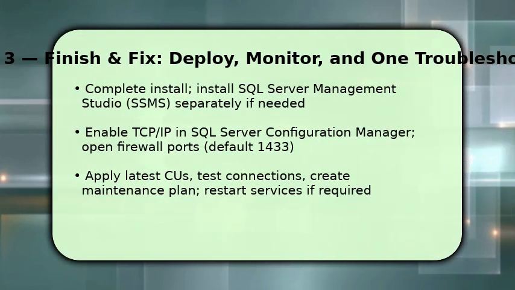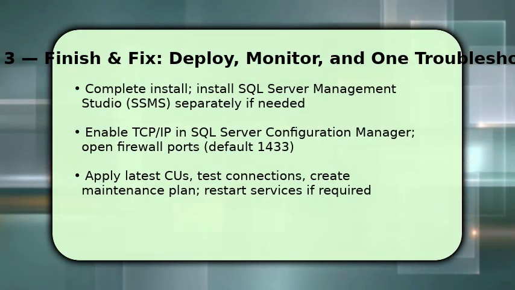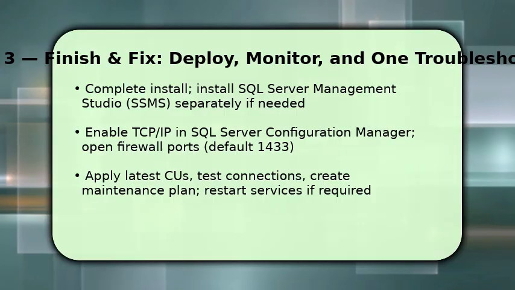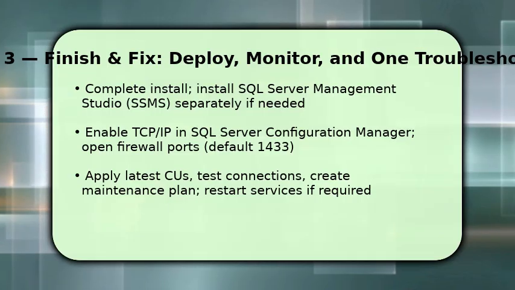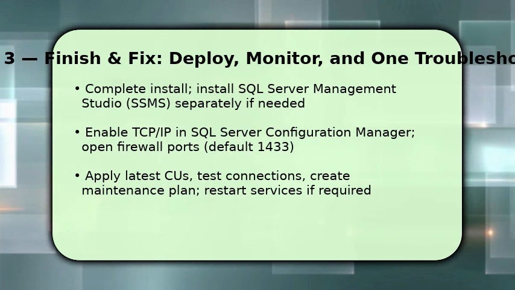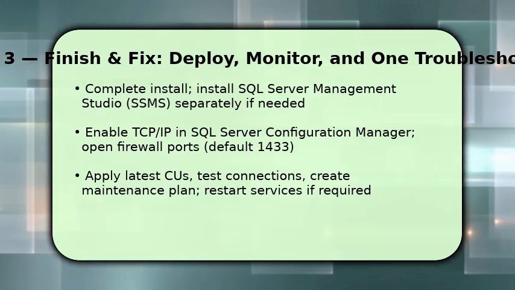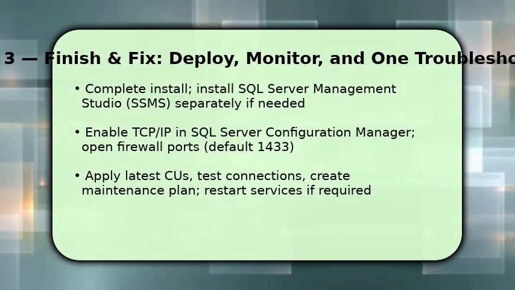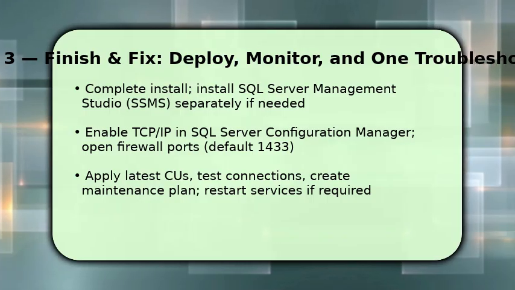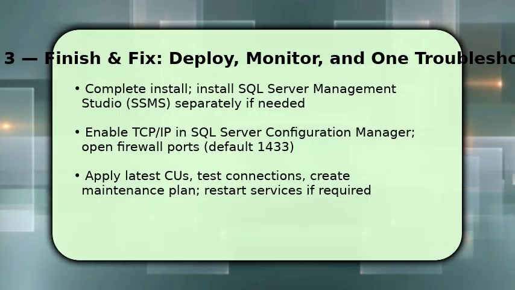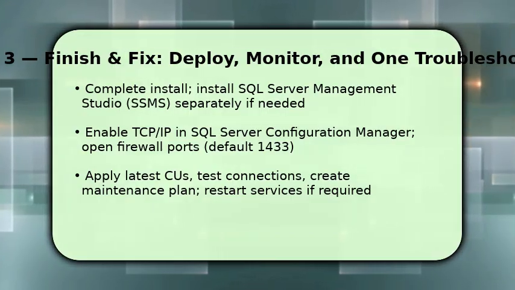Finish the installation, then install the latest SSMS if it did not ship with your media. Once installed, enable TCP/IP in SQL Server Configuration Manager and open port 1433 in Windows Firewall so clients can connect. This is essential for network access. Apply the latest cumulative update, create a basic maintenance plan, and test a connection using SSMS and SQLCMD. If something goes wrong, check the SQL Server error log and Windows event log first. They usually show the root cause. Resolve service account or permission issues, and restart the service.